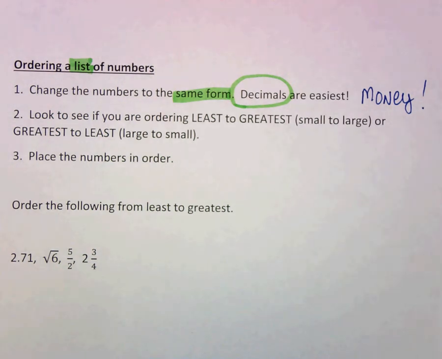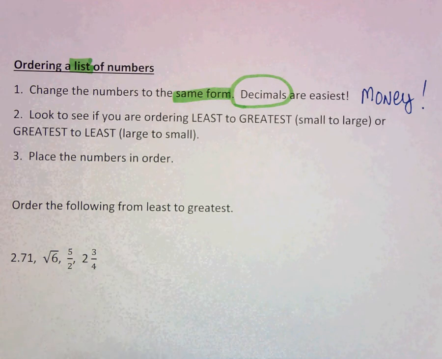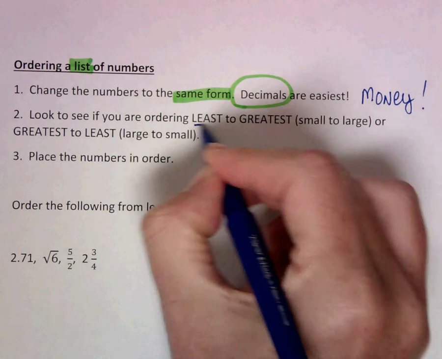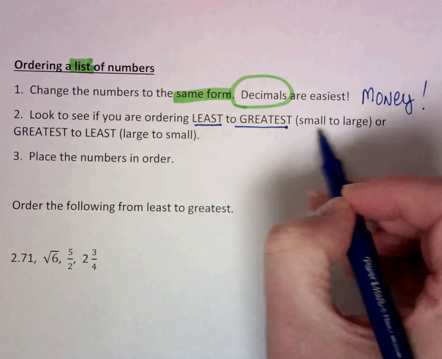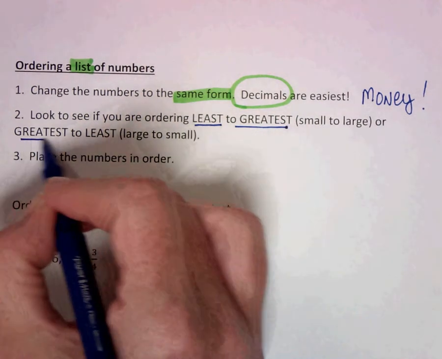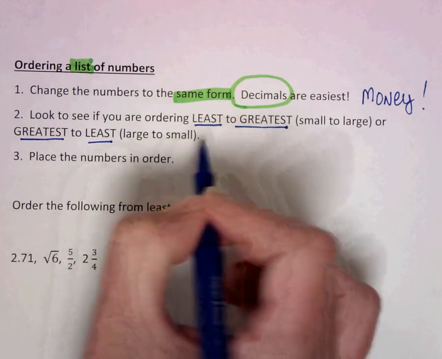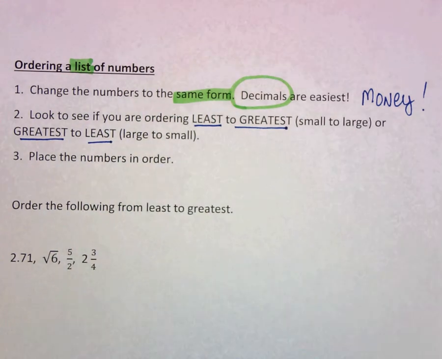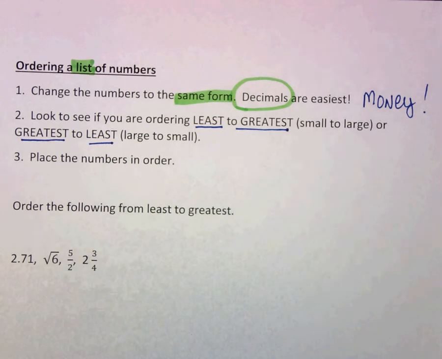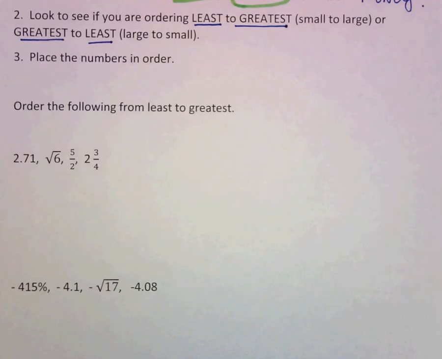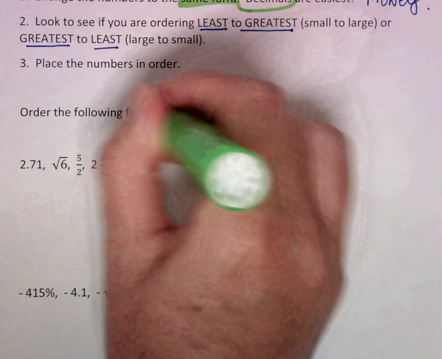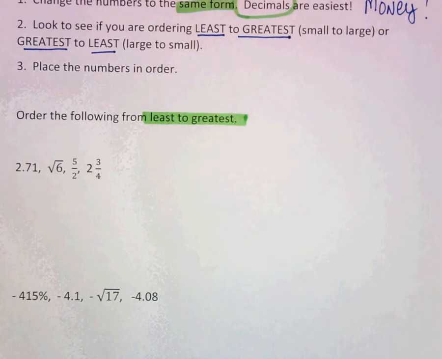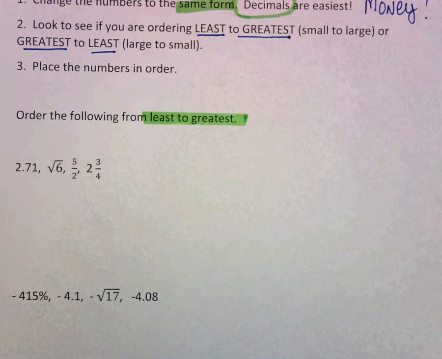The second thing we want to make sure we do is know whether it's going least to greatest, which means small to large, or greatest to least, large to small. Once we have that in our mind, then we can place the numbers in order. Let's look at this first list of numbers, and I want you to pay attention. It says we are putting these numbers in order from least to greatest.